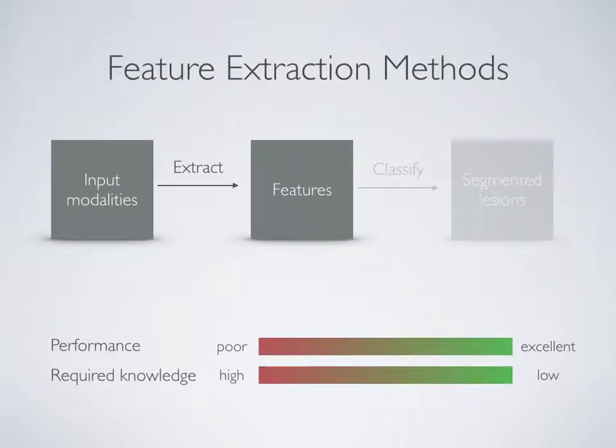Feature selection plays an important role for the segmentation of lesions. Simple, general features like the intensities of different modalities are sensitive to contrast variations, which may result in poor segmentation performance. On the other hand, context-rich features, which are specifically designed for the segmentation of lesions, may perform much better, but require a high amount of domain knowledge and tuning.